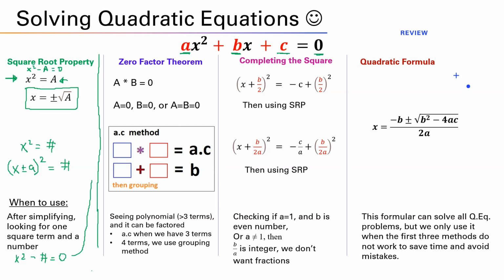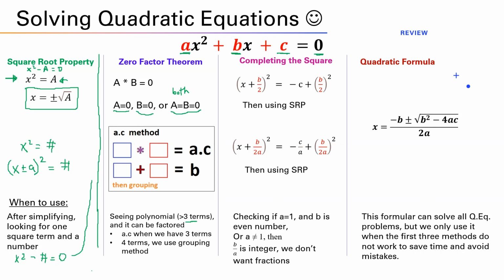If it's more than 2 terms, like 3 terms or 4 terms, a trinomial, the next method to think about is the zero factor theorem. For this method, we use the AC method a lot, right? And we know that if the product of A and B equals 0, then A equals 0, or B equals 0, or both of them equal 0, right?